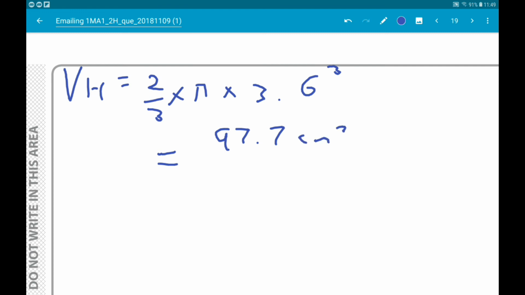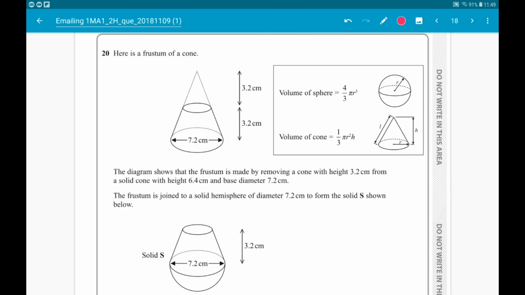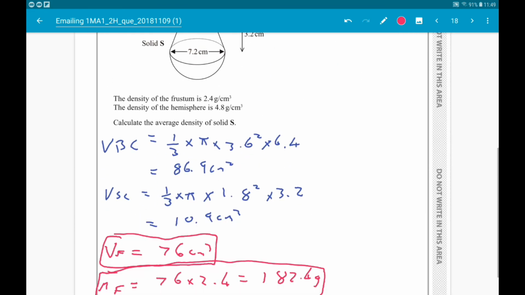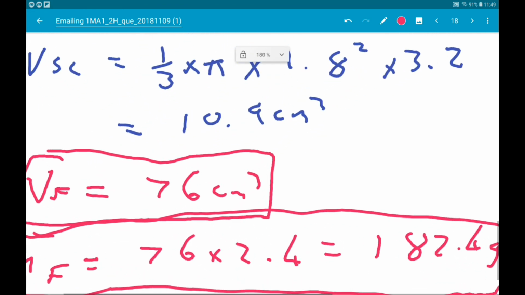Okay, so let's start writing these things next to each other. So the volume of the frustum was 76 centimeters cubed.